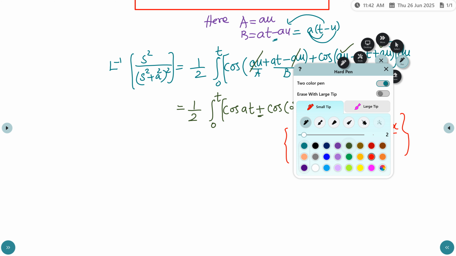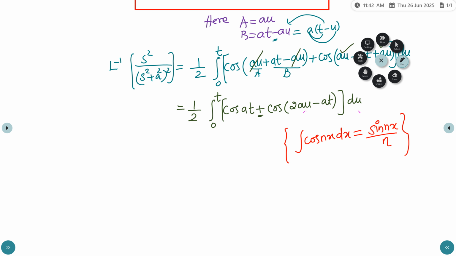What we get: equal to 1 by 2, treated as a constant. We are integrating with respect to u. In the first term there is no u, so simply cos at is treated as a constant. The integral of du is simply u, because there is no u here. Cos at is treated as a constant.